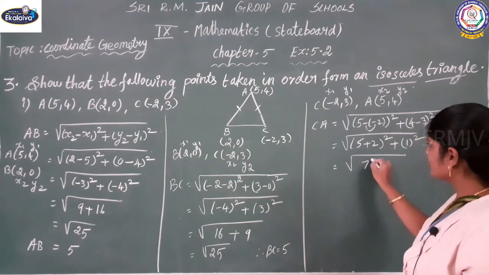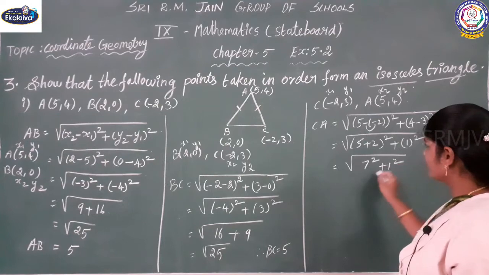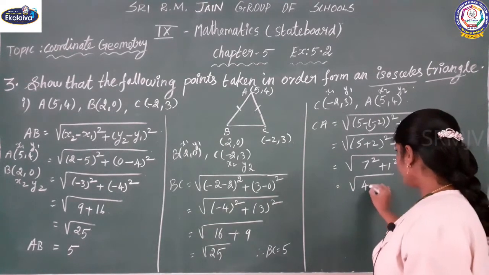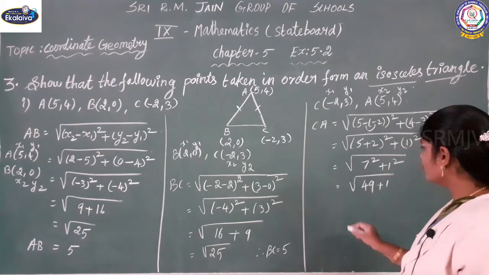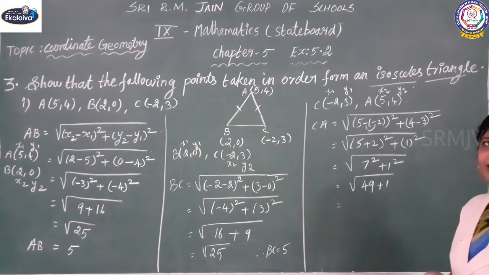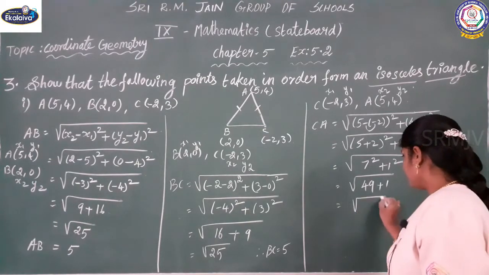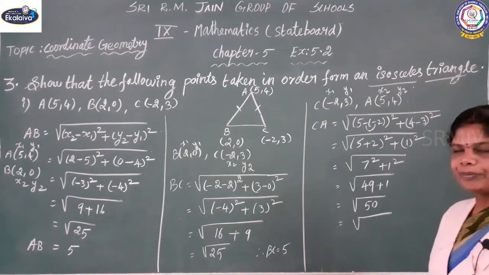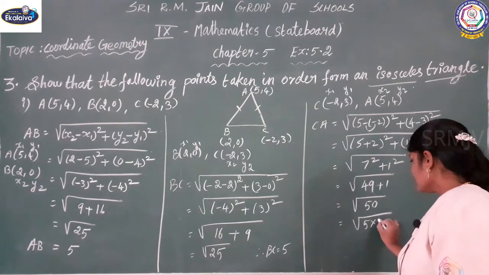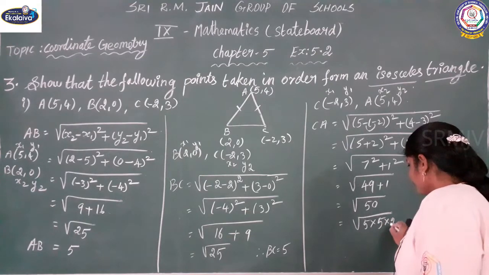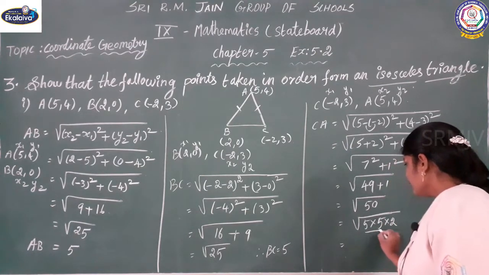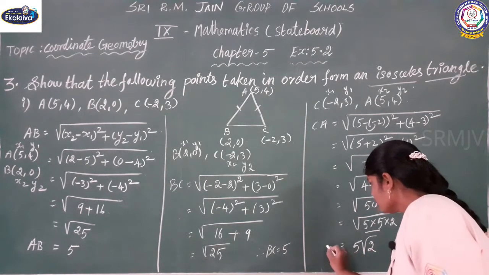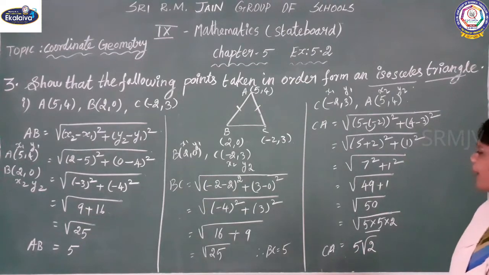5 plus 2 is 7, 7 square plus 1 square. So 7 square, what is the answer, children? 7 square is 49 plus 1 square is 1. So root of 49 plus 1, what will you get? Root 50. How can you split this, children? 5 tens are 50, so 5 into 10, and how can you split 10? 5 into 2. So what will you get here? Two 5s are there, so this is a square root. So 5 root 2. So CA equal to 5 root 2.